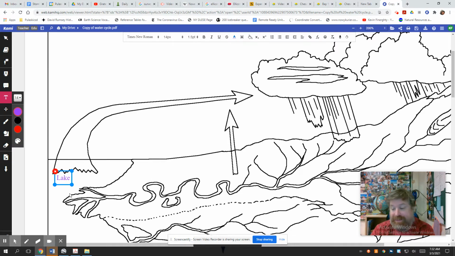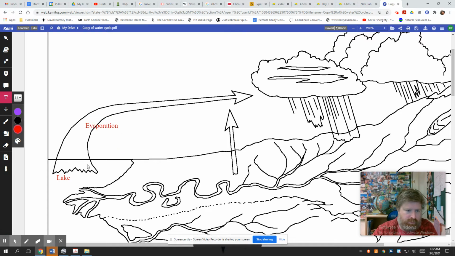And as it goes from a liquid to a gas, what do we call that? I bet most of us remember. It's called evaporation. I'll change that color to red. Oh well. There's one other one that's maybe new for folks.